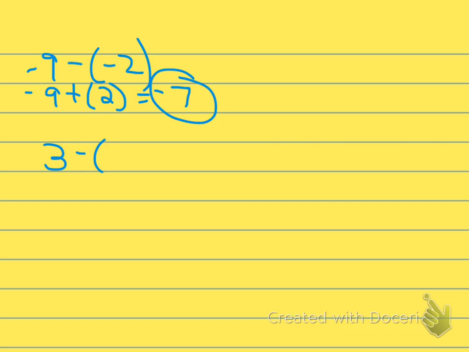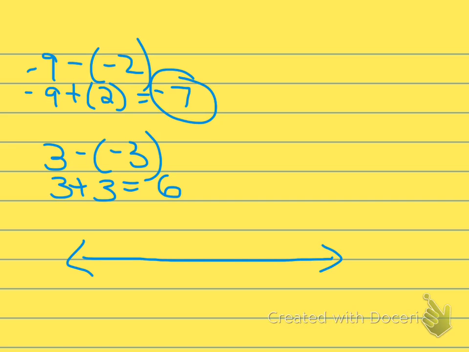Okay. Let's do right here: 3 minus a negative 3. So I'm going to take that 3. I'm going to add the opposite of the negative 3, which is 3. So 3 plus 3 is 6.